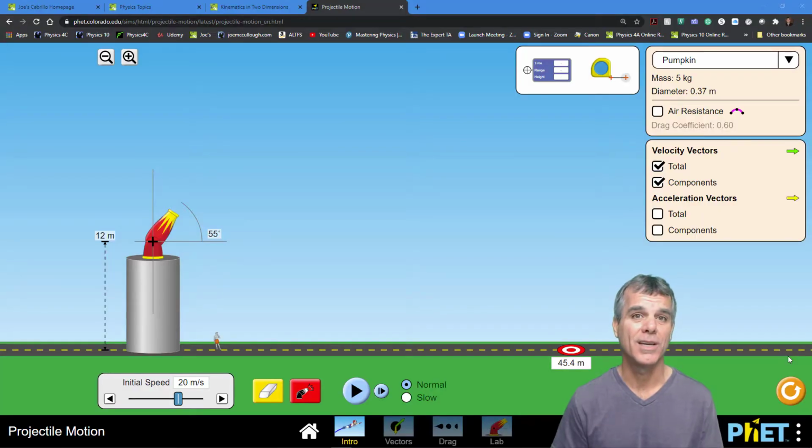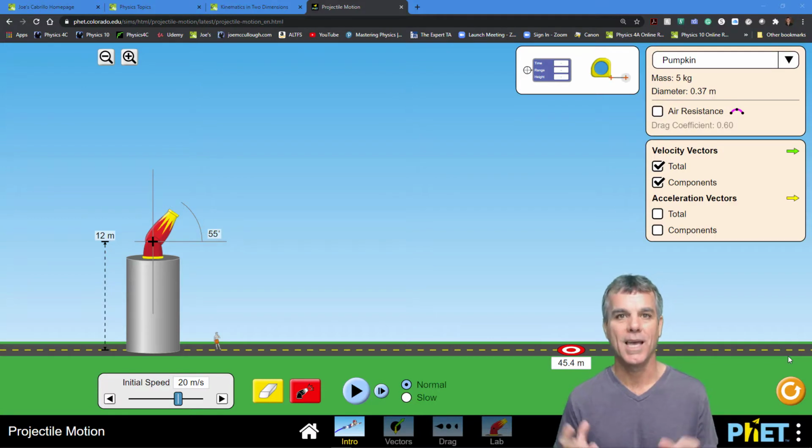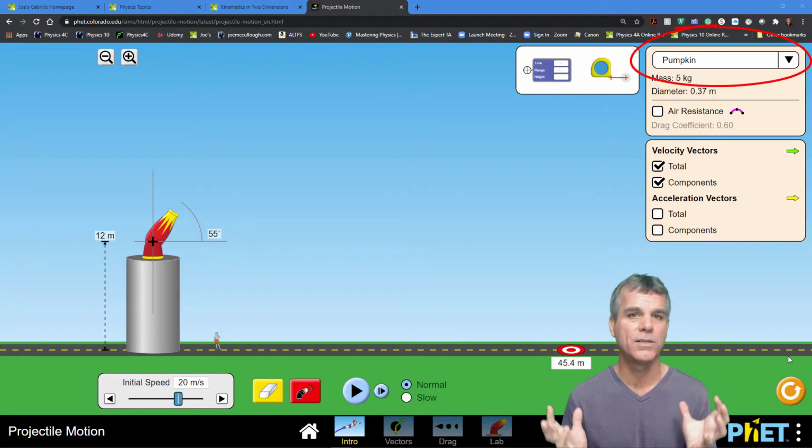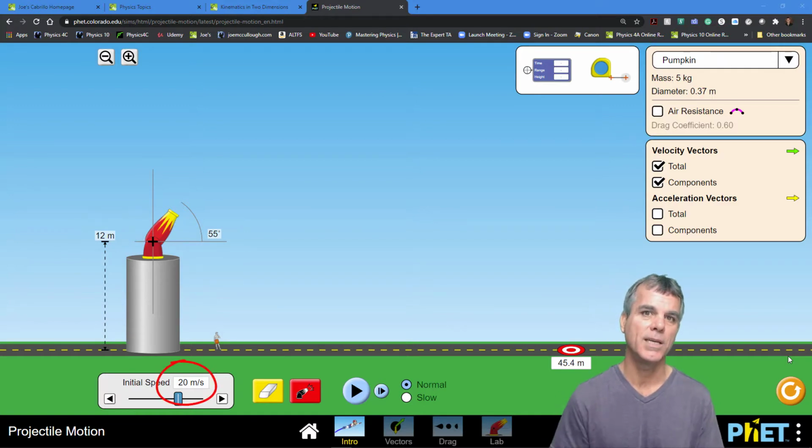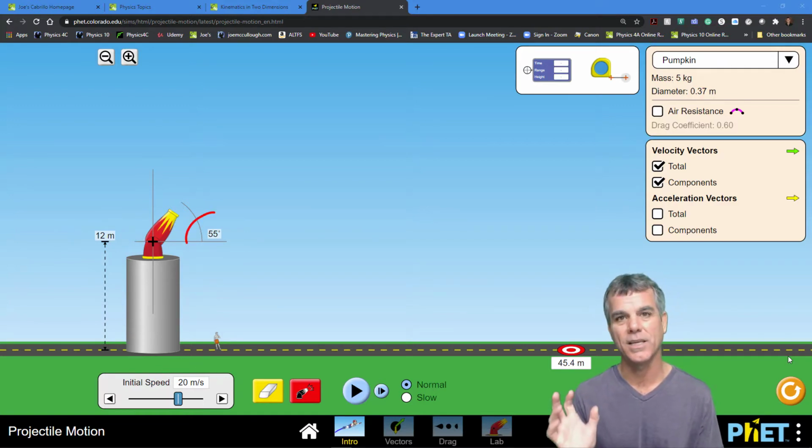Before I launch right into discussing projectile motion, let me show you a great applet that'll help demonstrate some of the key components, pun intended, of projectile motion. In this applet, I have a pumpkin which is being launched from on top of a 12-meter platform. The initial speed is 20 meters per second and the initial angle is 55 degrees.